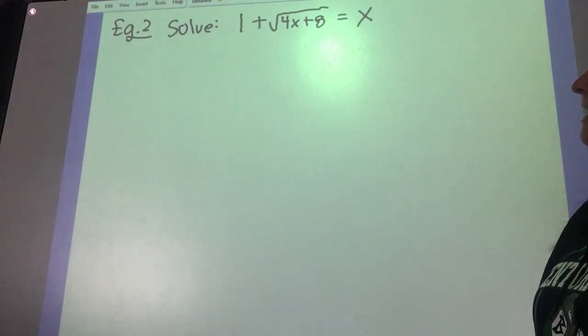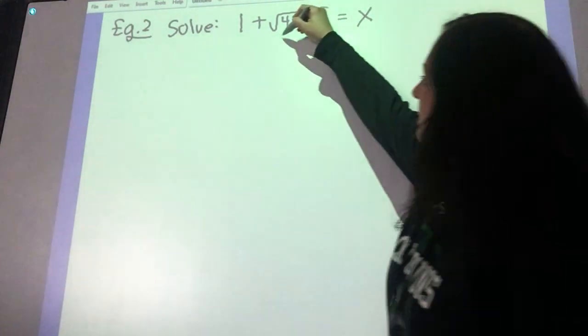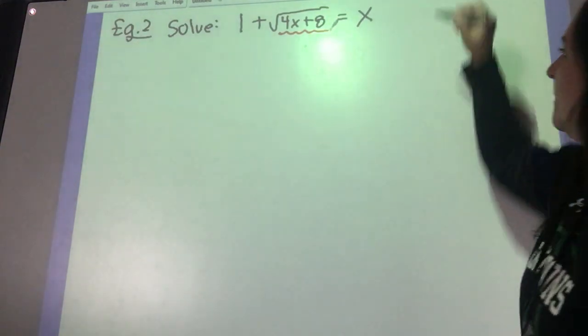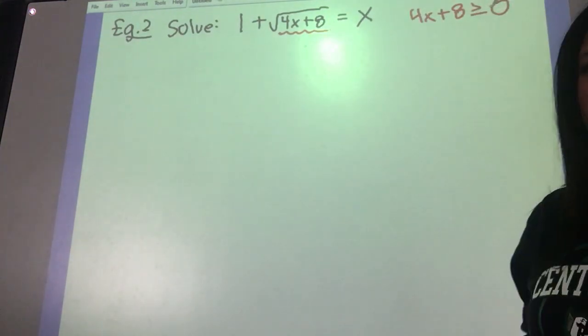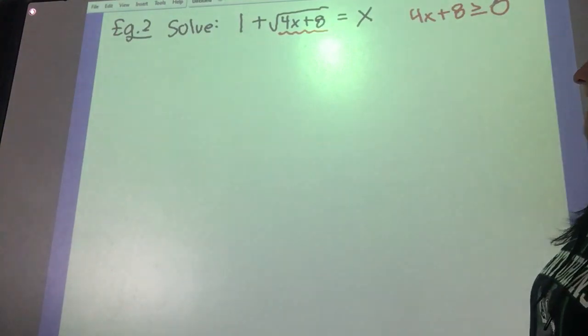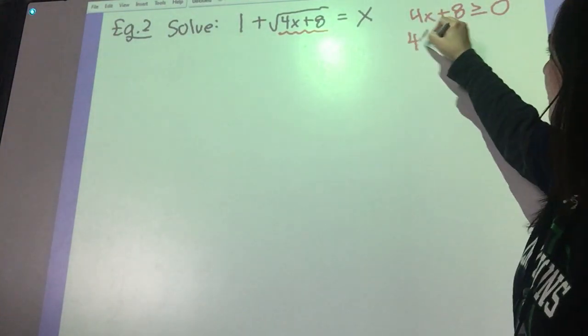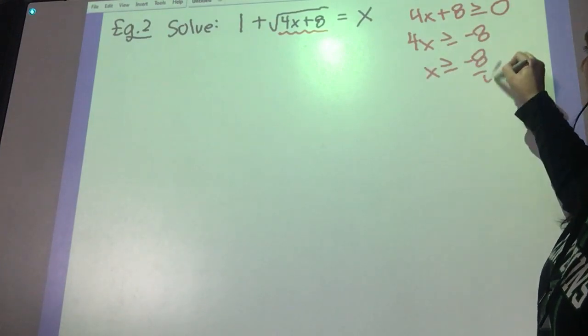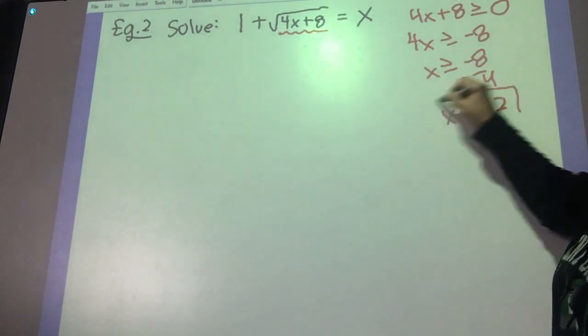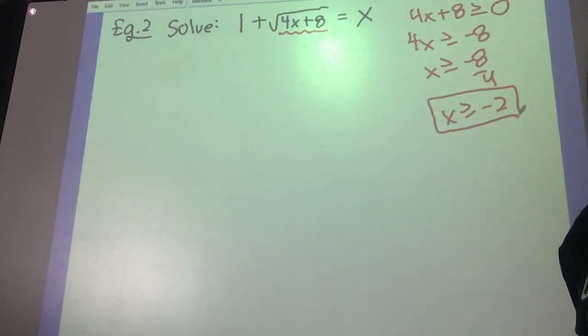So step number 1, state the restriction. So this is where the restriction comes from. Whatever is under the radical sign has to be positive. You cannot take the square root of a negative. So again, just rearranging. Again, you don't have to show all these steps. Your x value has to be greater than or equal to -2.